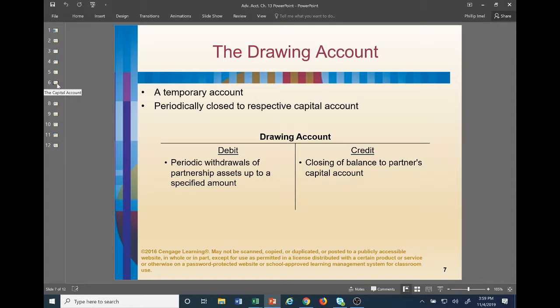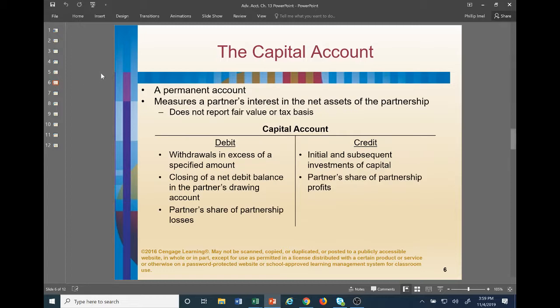Now, each partner's interest in the net assets of the partnership is measured at book value in the capital account established for that partner. This account indicates the destination of capital upon the dissolution of the partnership, meaning claims to the net assets if the partnership was dissolved. It is important to note that the capital balance does not normally reflect the fair value or tax basis of the partner's interest in the net assets of the partnership.